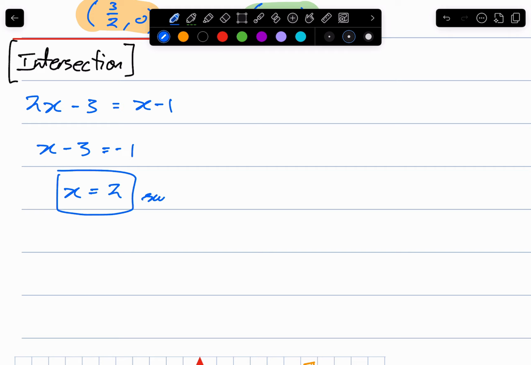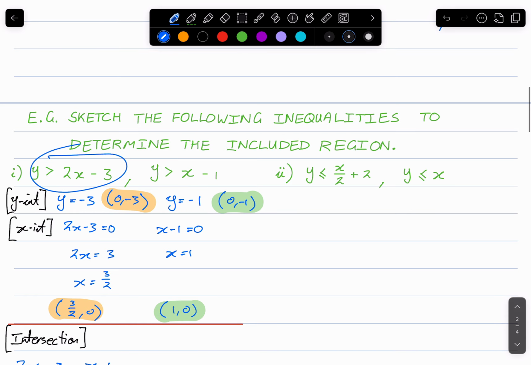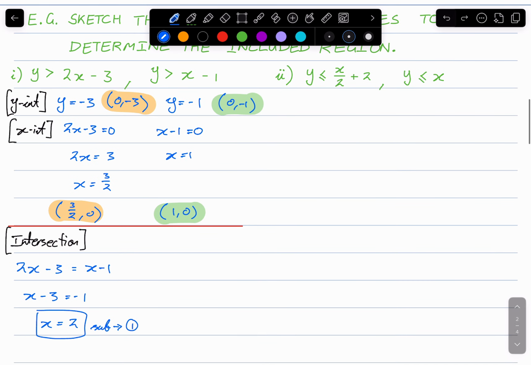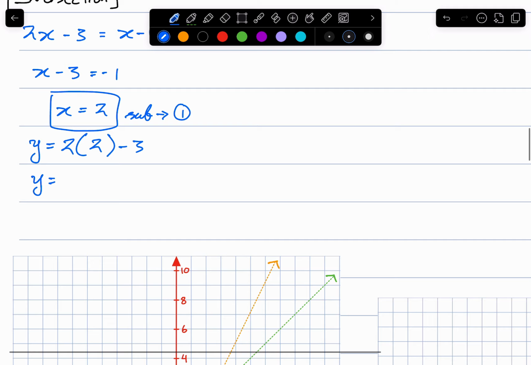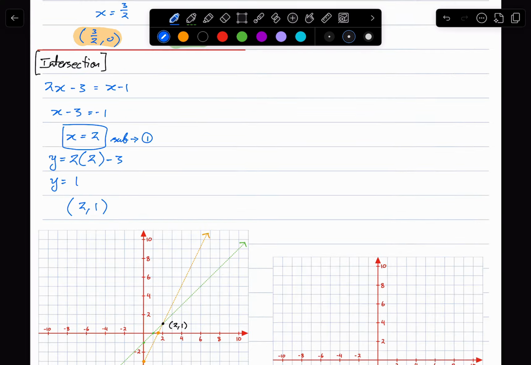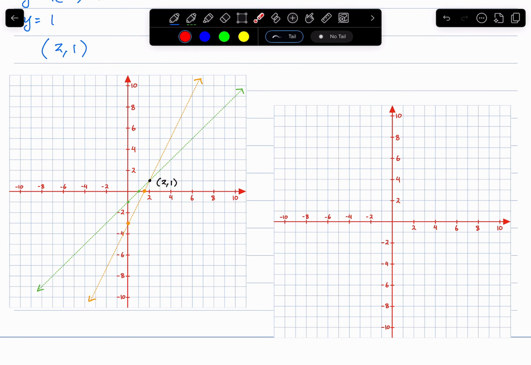We're now going to substitute this back into one of the equations. Let's just say it's 1. Doesn't matter which one. This one here. So that's going to become y equals 2 times 2 minus 3, and we get 4 minus 3, which is 1. So it is indeed (2, 1). And that is the graph of our inequalities.